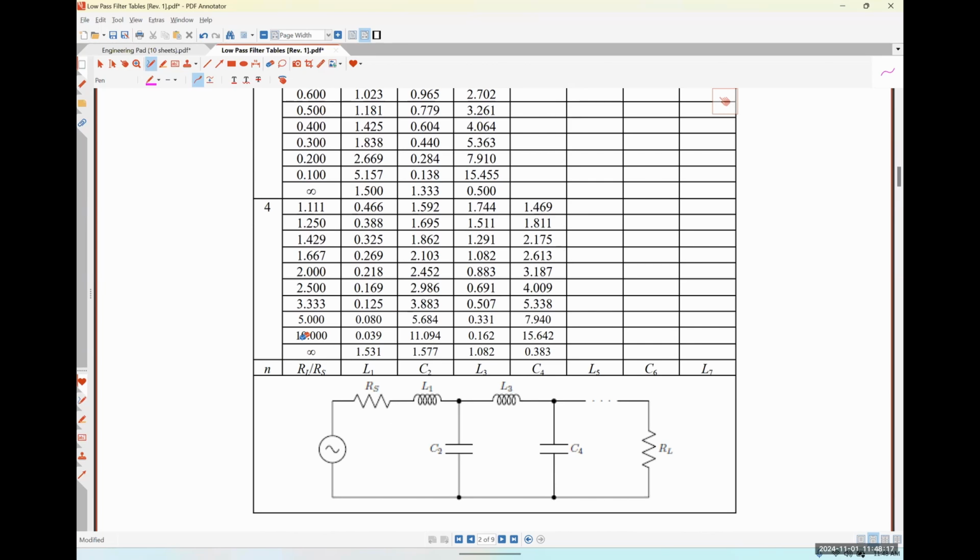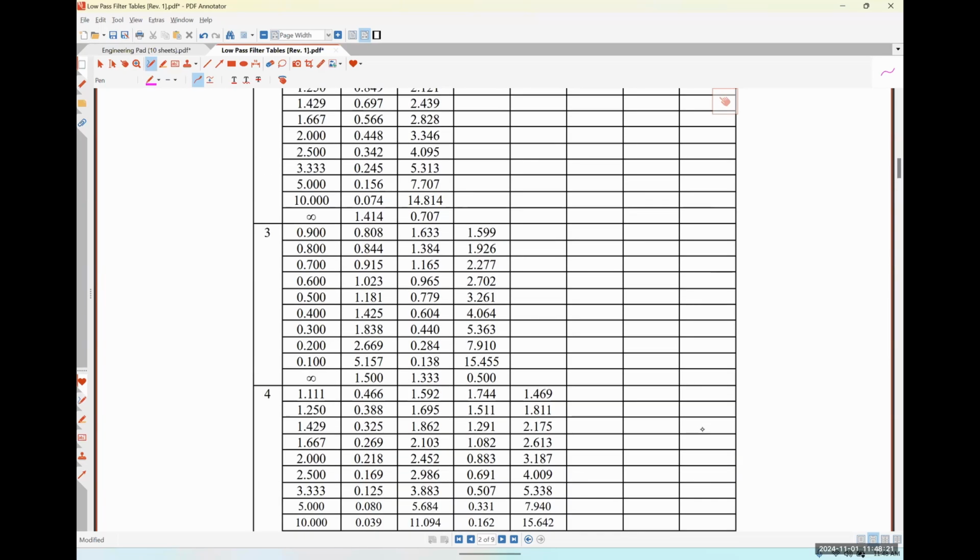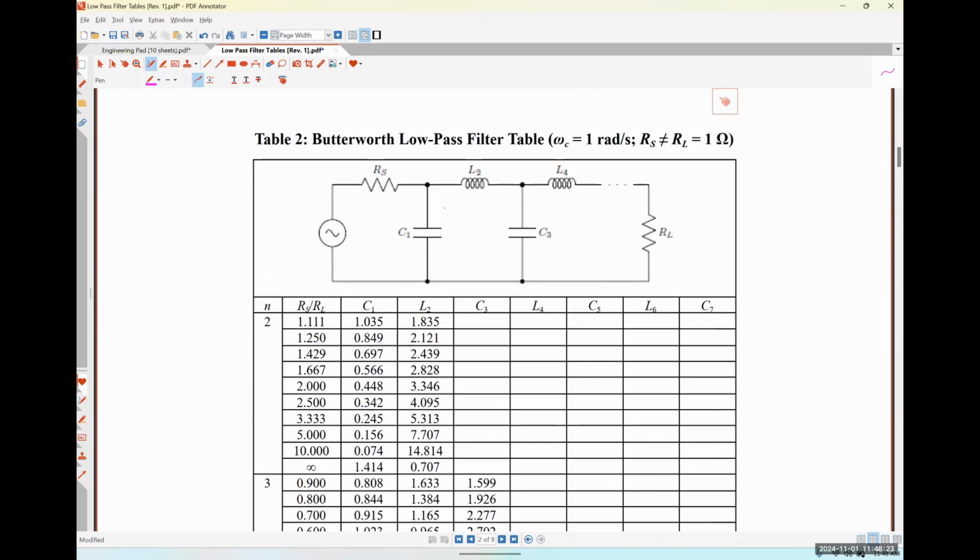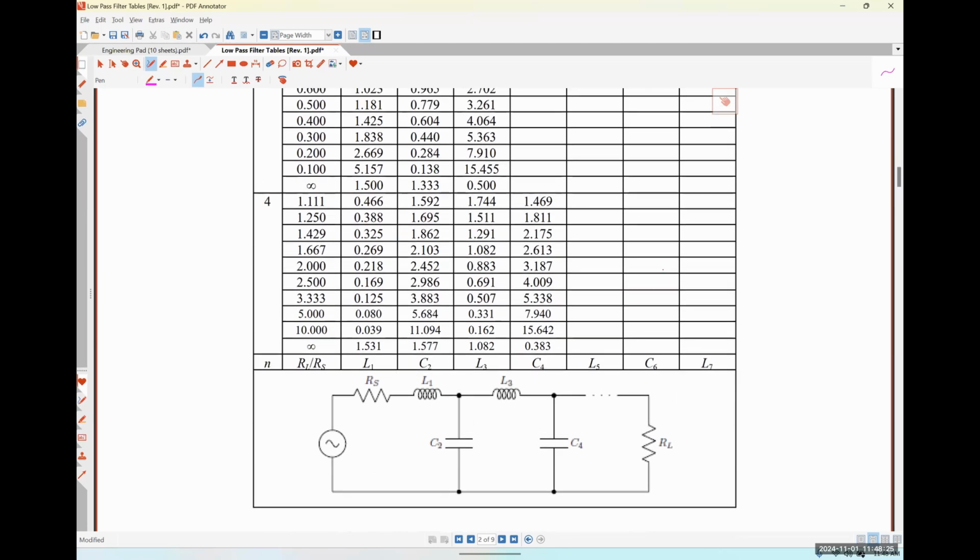Once again, there are two different ways of implementing this particular type of filter: capacitance in shunt or inductance in series. Those are just the two different ways to implement it. So let's work an example, and this will better explain it. I'm getting slightly ahead of myself, but it'll be okay.